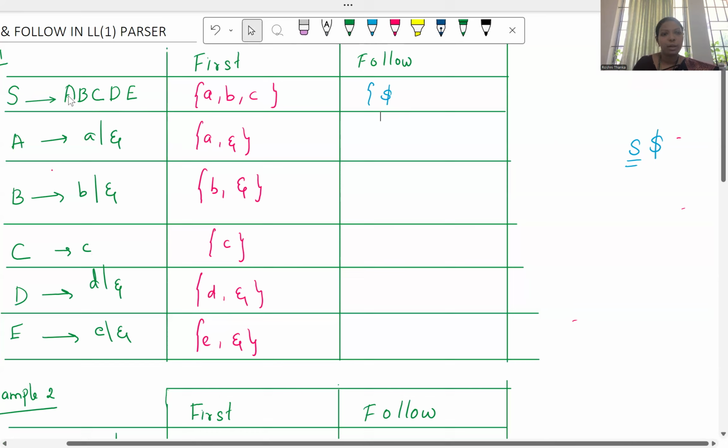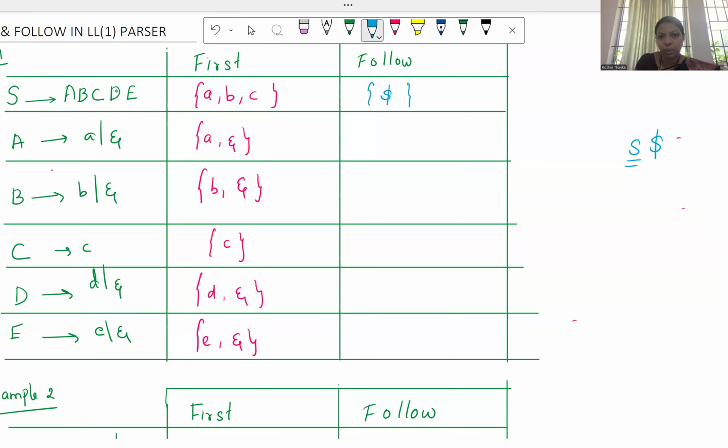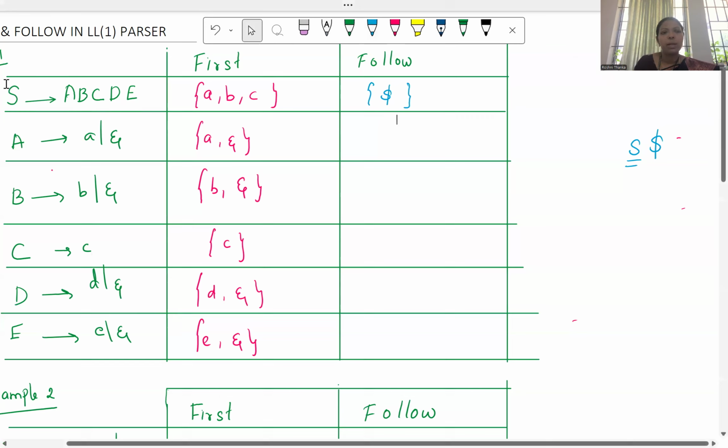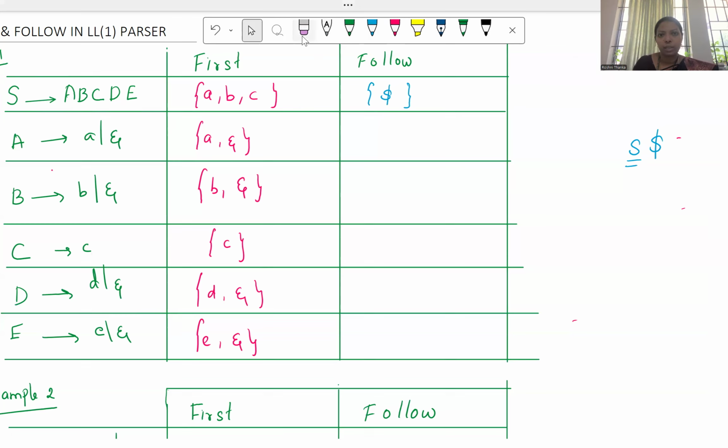Then what you have to see is, in all the productions, in the right-hand side, where S is coming anywhere. Nowhere else is this capital S, that is, the non-terminal S or the start symbol S, coming. So I'll stop here. This start symbol S has only one follow, that is dollar. Okay, so let us go to the next one.